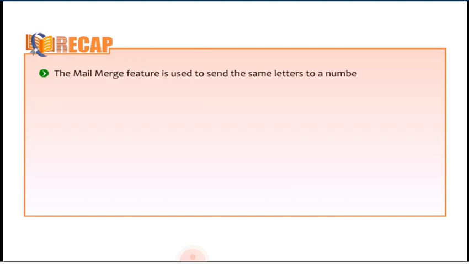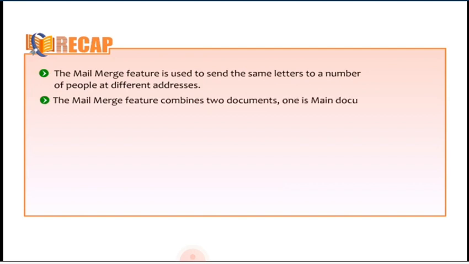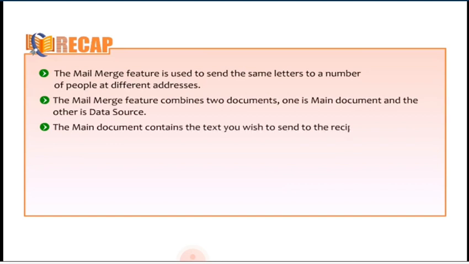Okay, students, let us take a recap of this chapter. The mail merge feature is used to send the same letters to a number of people at different addresses. The mail merge feature combines two documents. One is the main document and the other is the data source. The main document contains the text you wish to send to the recipients and the data source contains addresses of the recipients.